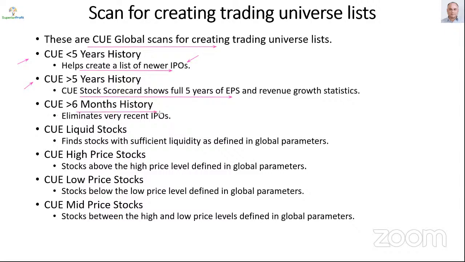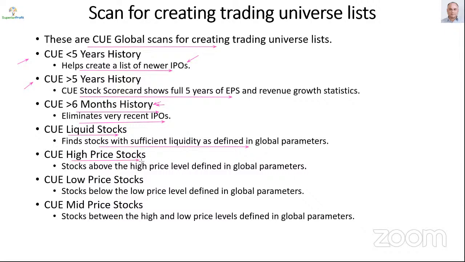Or you may look for greater than 6 months history. This eliminates very recent IPOs, but at least 6 months of historical data is there. Then the ones more commonly used, liquid stocks: find stocks with sufficient liquidity as defined in global parameters.